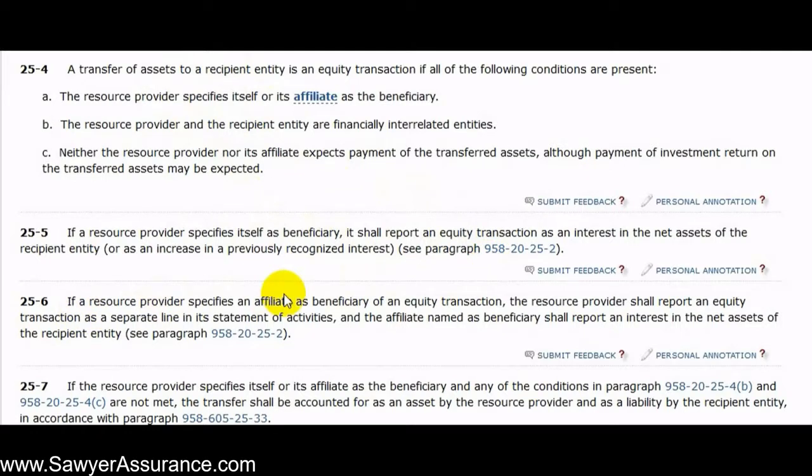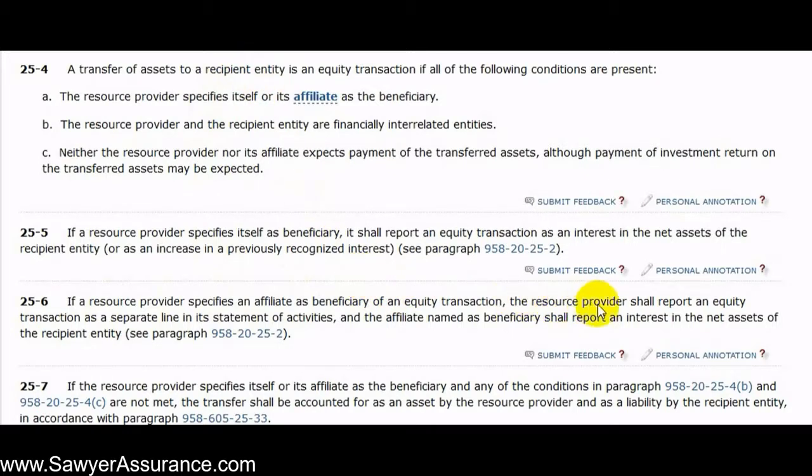Okay, so let's take a look at the second one. If the resource provider specifies an affiliate as beneficiary of the equity transaction, then the resource provider shall report an equity transaction as a separate line in its statement of activities, and the affiliate named as beneficiary shall report an interest in the net assets of the recipient entity. So what does that mean? So let's say the resource provider sends money to the recipient entity, but actually an affiliate of the resource provider is the beneficiary of that recipient entity.